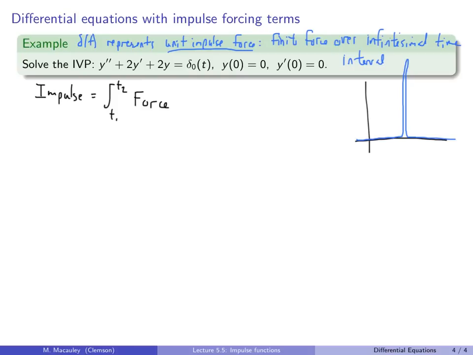Okay, so let's go back to solving this problem. This is a damped harmonic motion. So think of a mass spring system with a damper. And at time equals 0, it's sitting at rest in equilibrium. And then at time equals 0, we exert a unit impulse force on it. So we maybe hit it with a hammer.